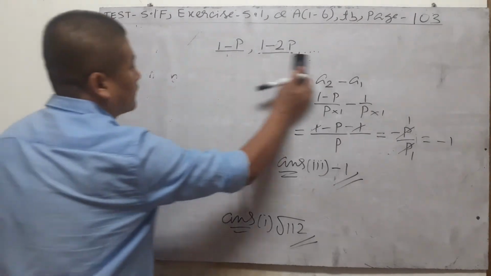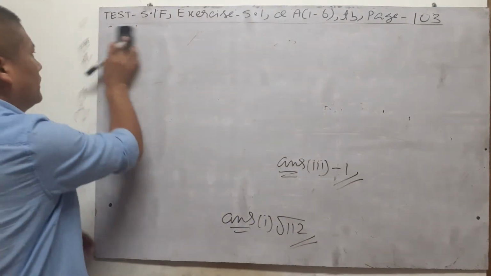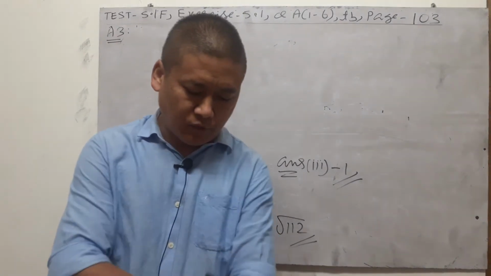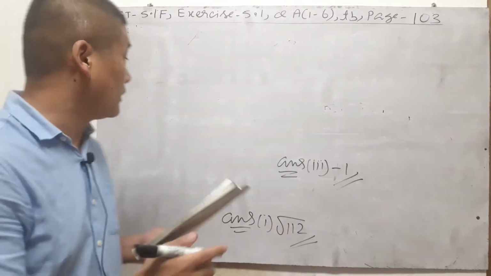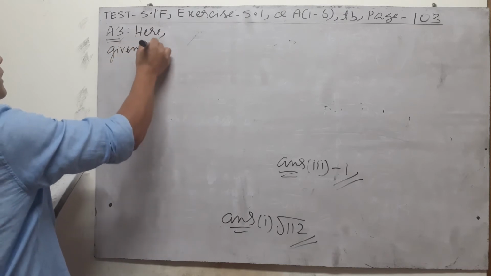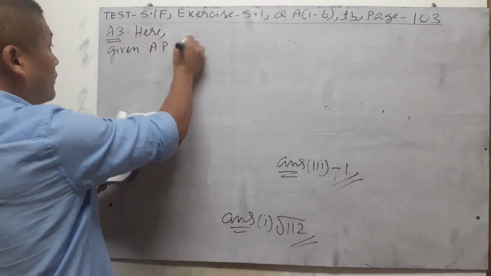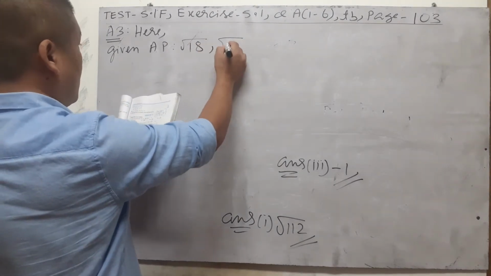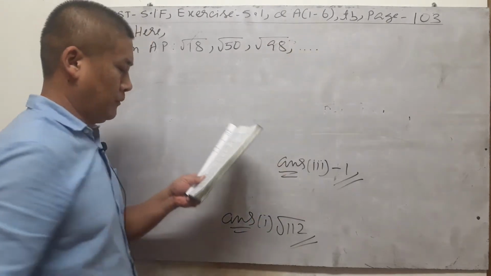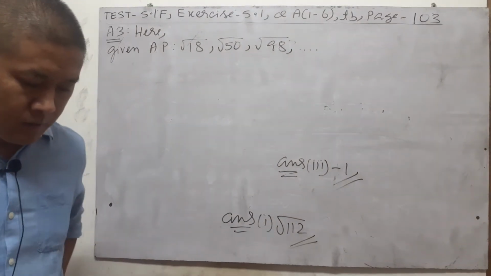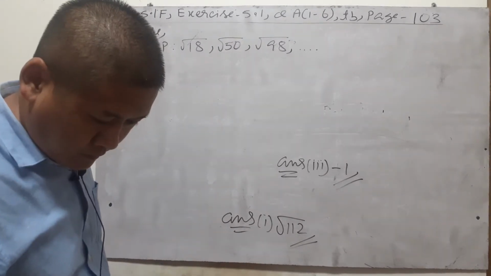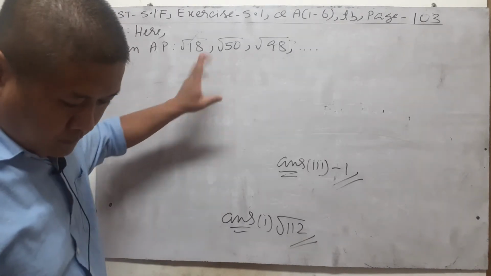Then A3. Let me read the question: the next term of the AP root 18, root 50, root 98. Here, the given AP, surely they are in AP as the question says, root 18, root 50, root 98, and so on. Three terms are given, and you have to find the next term, which means the fourth term.